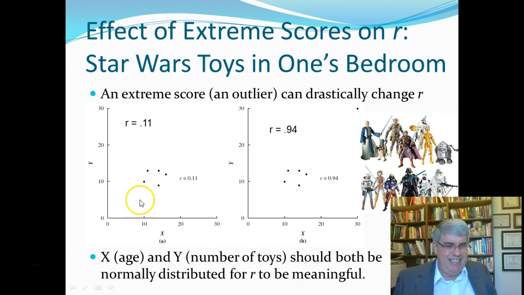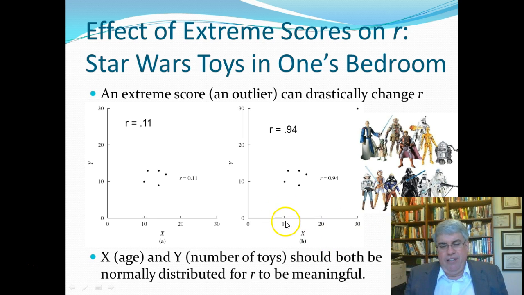And you look at that, that doesn't look like much of a line there. However, if we put one extra data point in up here, where we have a 30-year-old who has 30 Star Wars toys, and we recalculate the correlation, we get a correlation of 0.94, an extremely strong correlation. And that's because this outlier is throwing everything out. So it's important to check our data to make sure that we don't have any outliers, because outliers basically don't belong in the data set.